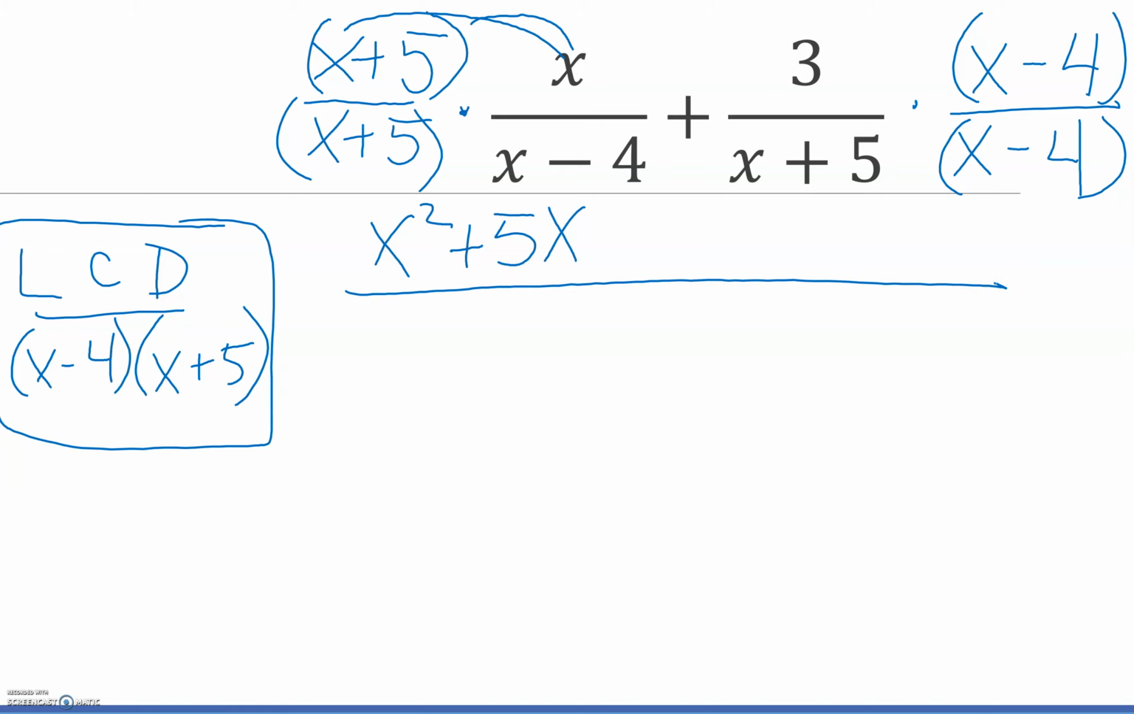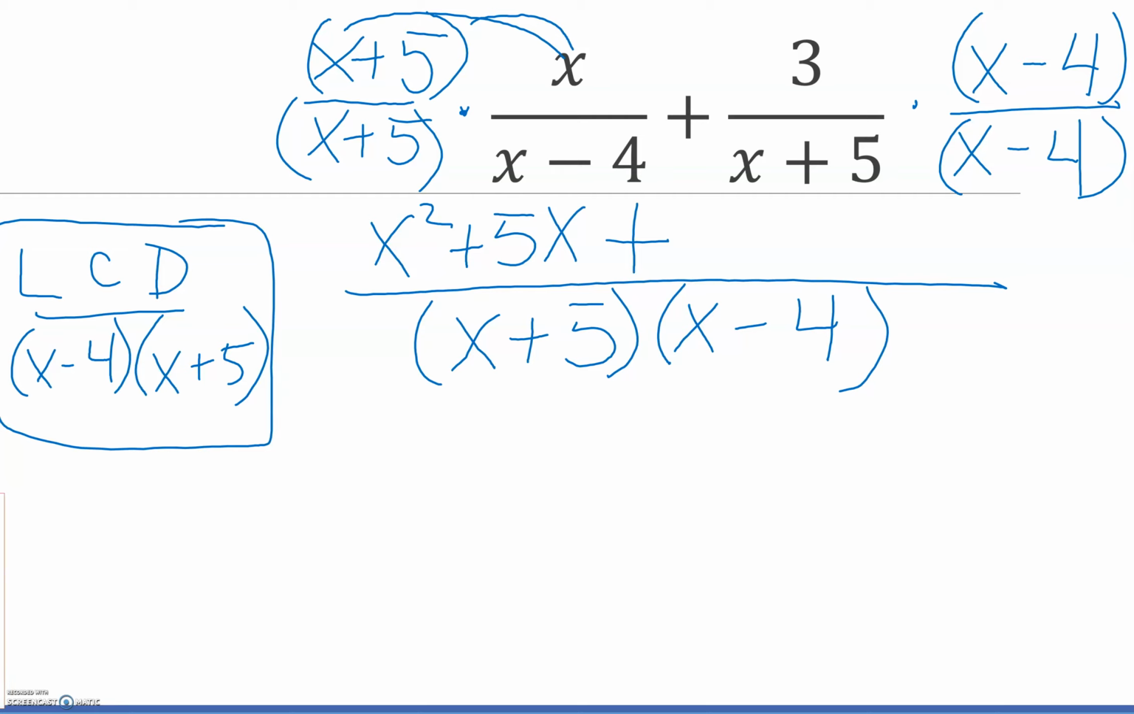I'll go ahead just to save some space and write it as one fraction. Quantity x plus 5 times the quantity x minus 4. And we have our plus sign. And that 3 is now going to be multiplied by this x and this minus 4. So 3 times x is 3x. 3 times negative 4 is minus 12.